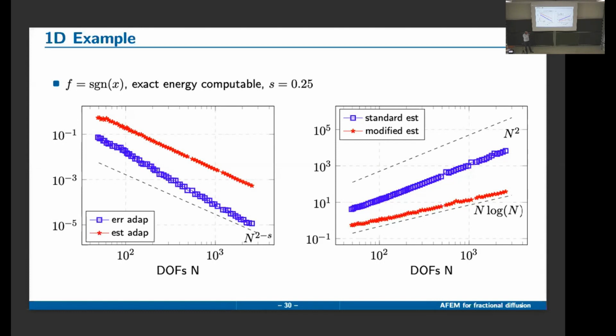So this is the error. You can see that our modification of the error indicator does not ruin the optimal convergence, which we have not proved yet. And this is now the computational time. This would be the standard estimator, the standard weighted residual estimator. This is an O of n algorithm. And here is the modification; it's really an n log n algorithm in computational time.